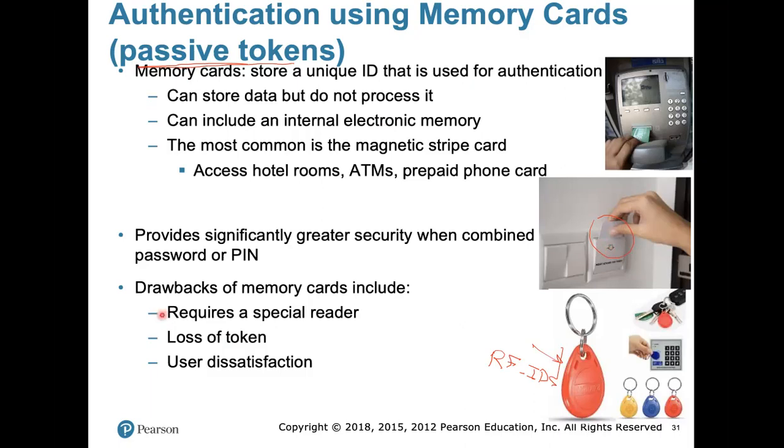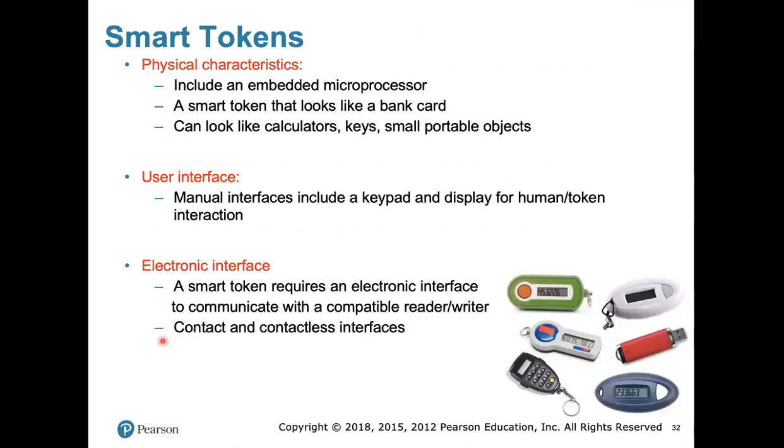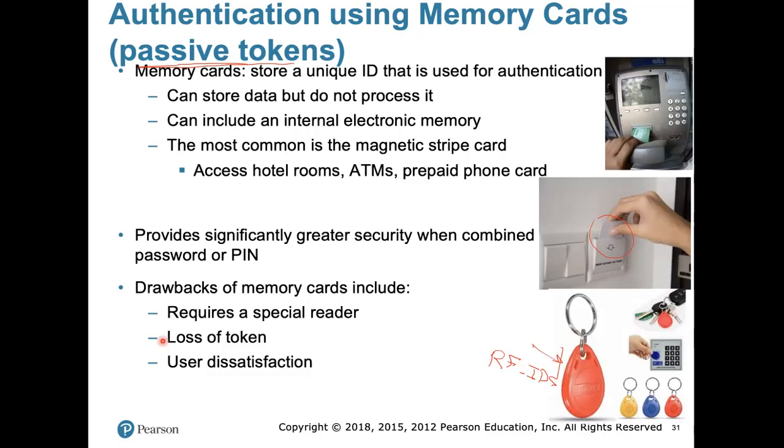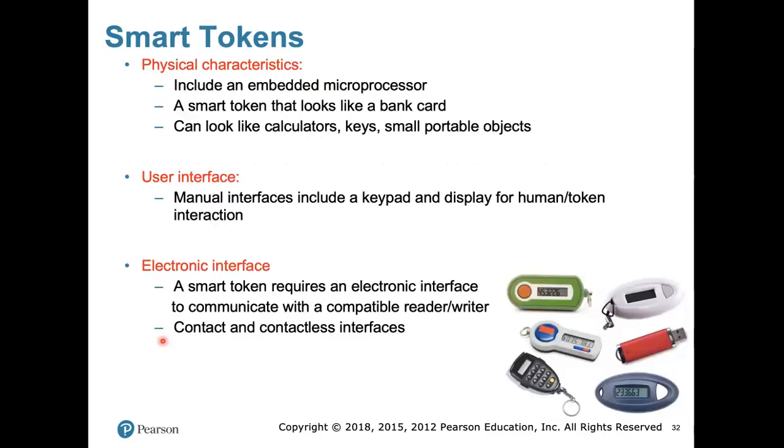And the drawbacks of passive tokens are here. They require specific or special readers. Loss of the token is a major challenge, and there is user dissatisfaction, because sometimes the readers might not be easy to work with. So these are the passive tokens that, like I said, we also refer to as memory cards.